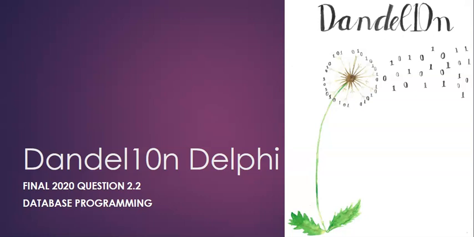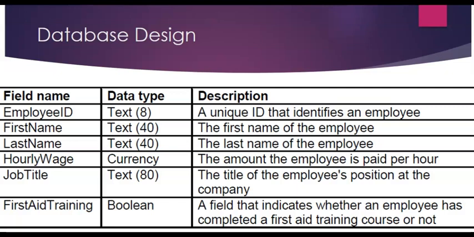We're going to have a look at question 2.2 of the final of 2020 today, that is database programming section, making use of ADO tables. The first thing you want to do in any exam where you are either going to use SQL or database programming is tear off the appendix that includes the database design and examples of some data as well.